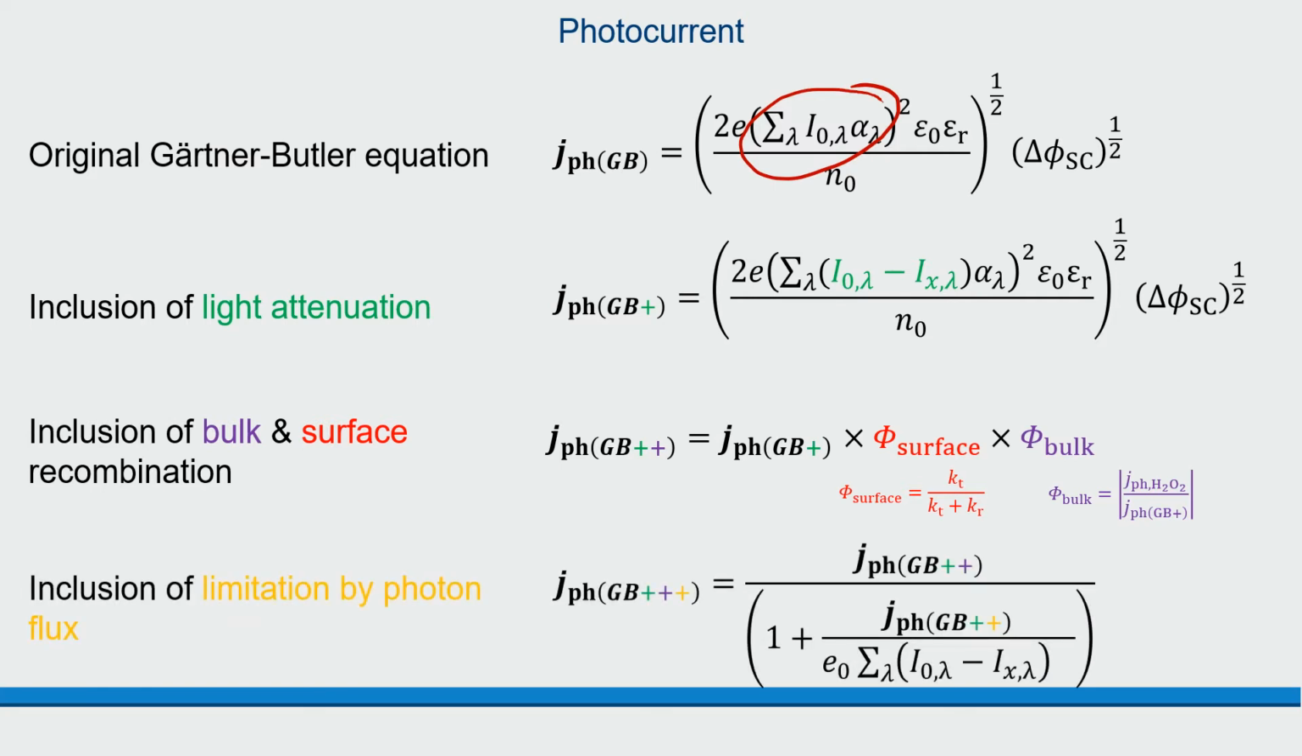Now, finally, as in any electrochemical kinetic equation, you can impose a mass transport limitation on the function, and in this case we are limiting it by the photon flux, which is here in the denominator of the equation.